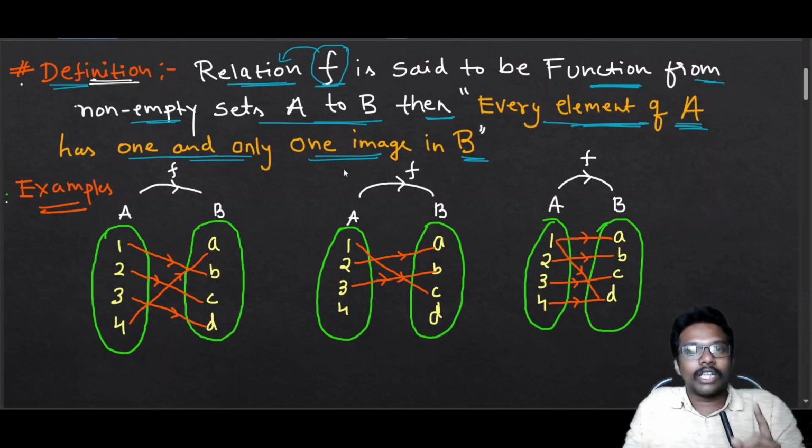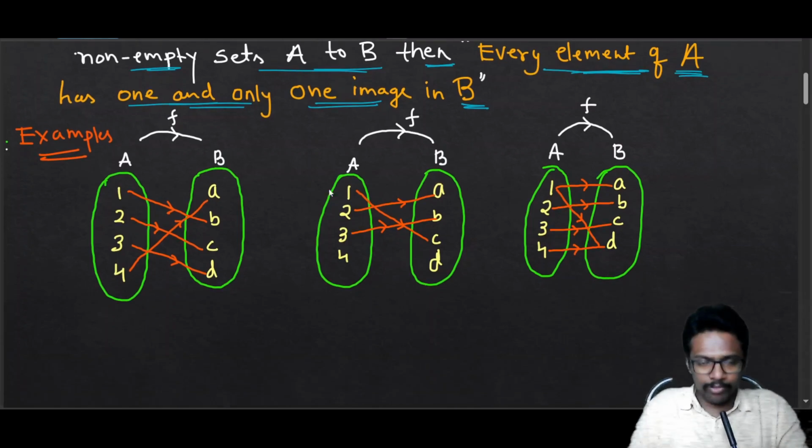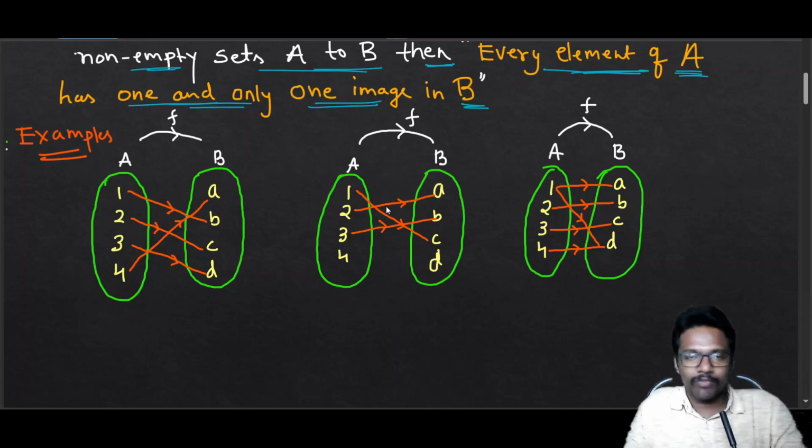So every element of A is one condition, and has one and only one image in B is the second condition. So a relation f is said to be a function from a non-empty set A to B if it satisfies two conditions here. The first condition is every element of A. So it has to use each and every element of A, and those elements should have one and only one image in B. Let's see this condition through an example, so it will be easy to understand. Okay, if you do not understand the definition in a sentence, let us try to understand the definition with the help of an example, so that it will be easy to grasp the definition.